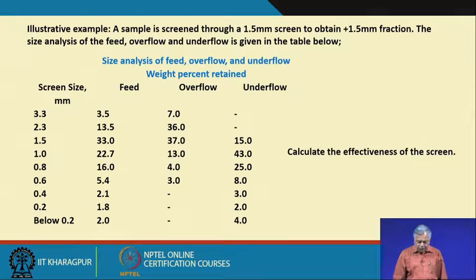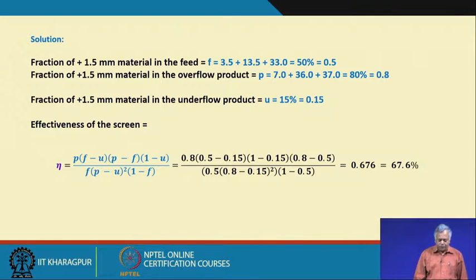But you see that there are certain particles in the feed which are basically coarser than 1.5 millimeter, still they report into the underflow. So, now I want to calculate the effectiveness of the screen based on this data given. How can I do that? So, let me use this formula.